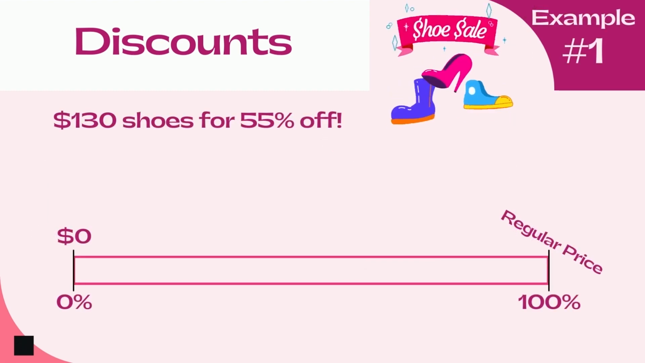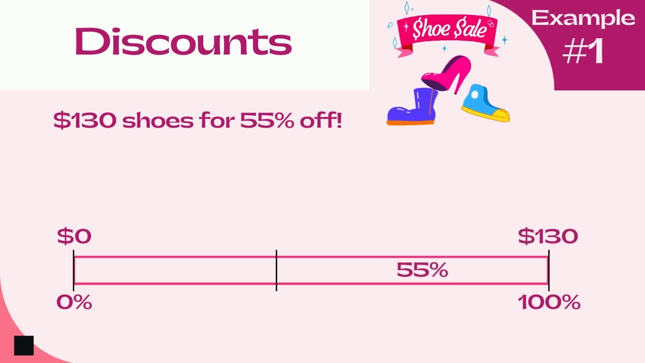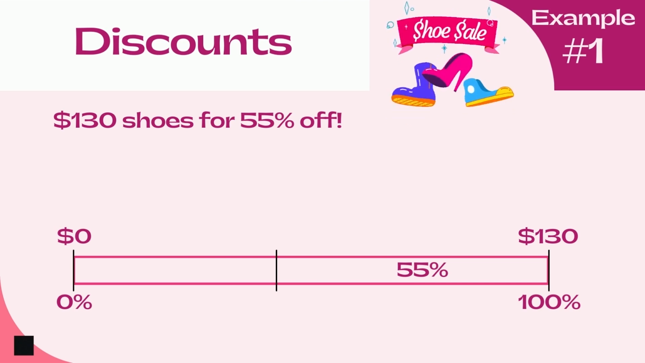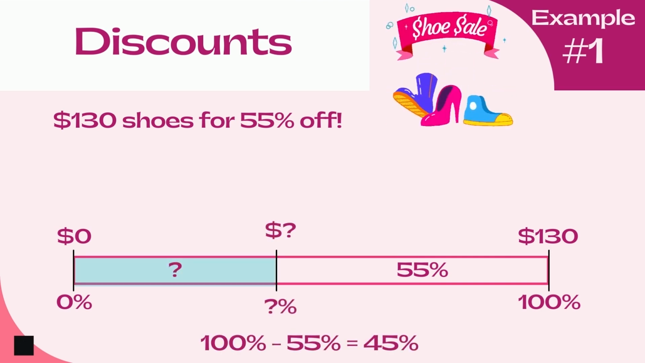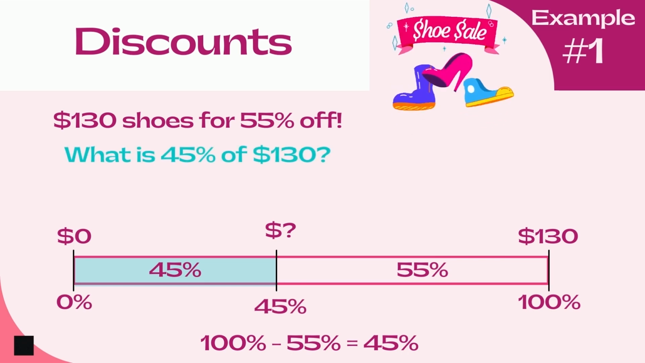Example number 1. Shoes that are normally $130 are on sale for 55% off. How much money are you going to have to pay for those shoes? 100% of the price would be $130, but we get 55% off. So how much are we actually going to pay? 100% minus 55% is 45%. So we need to figure out what 45% of $130 is.